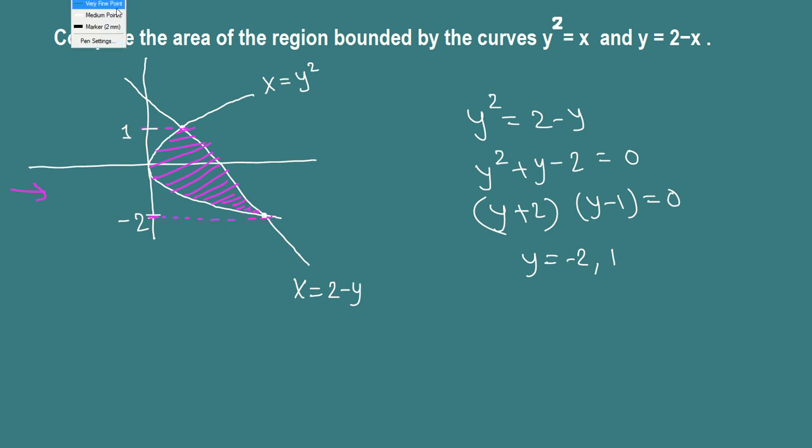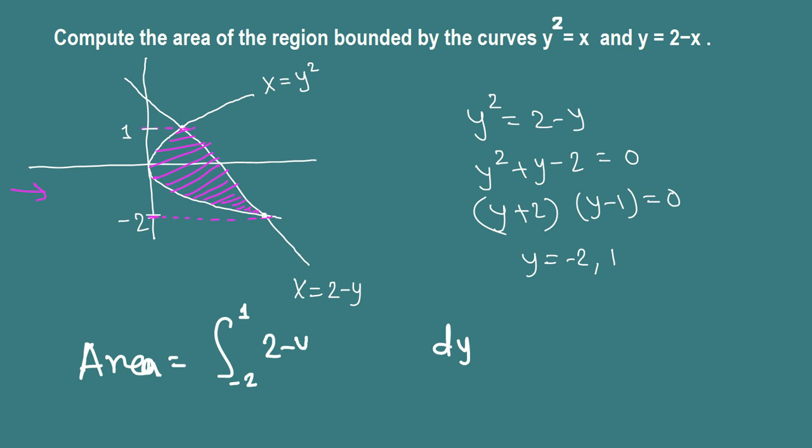Then this shaded area is going in terms of y, so it will be dy, and we are writing y from lower limit negative 2 to upper limit 1, and upper curve in terms of y, which is 2 minus y, minus lower curve, which is y squared. In fact we could have found this area using x, but then we need to divide this area into several pieces. Not convenient. This is more convenient to do in this way.